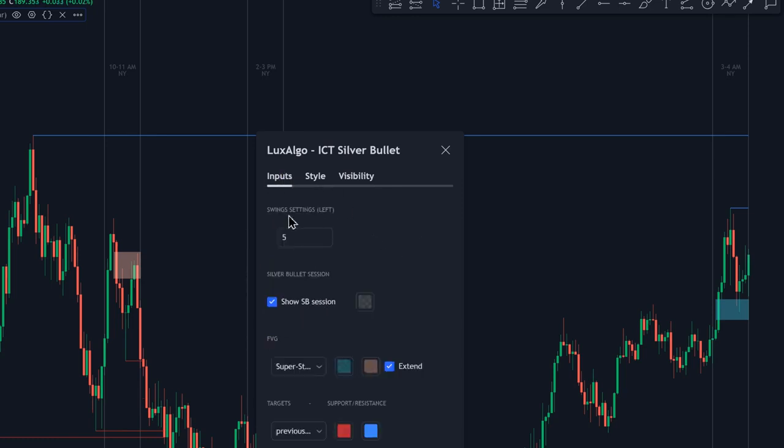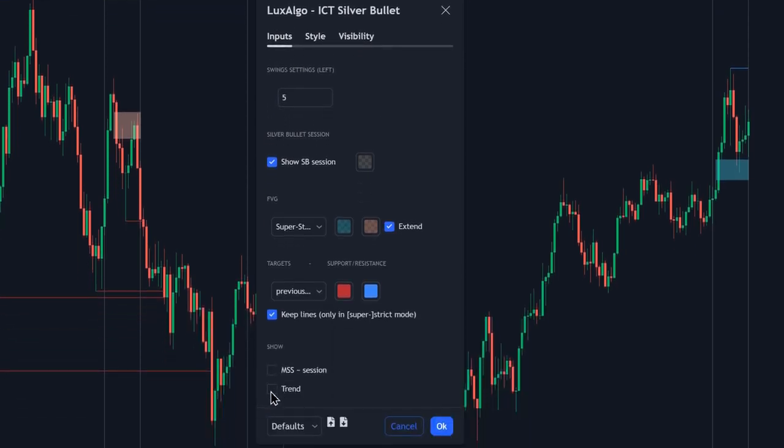Then here, we have the swing settings. We're not going to be looking at this because this is only going to be needed if we were to activate the trend option, which is just going to use zigzag patterns to identify the trend. We're going to disable this, which is going to make this number irrelevant because we're going to be using a different indicator to identify the trend.